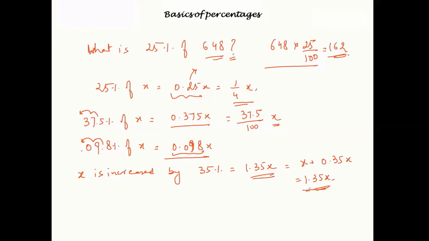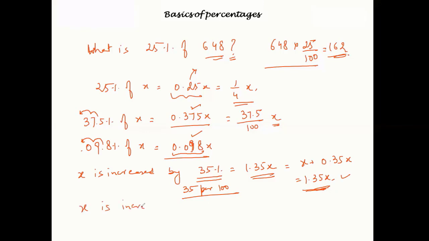So keep this in mind that x is increased by 35% means, as we have already discussed in the previous class, percent means per 100. So when it is increased by 35 per 100, it becomes 135. And then again, the way we did it here, 135's decimal point, when it goes 2 points to the left, it becomes 1.35 times.